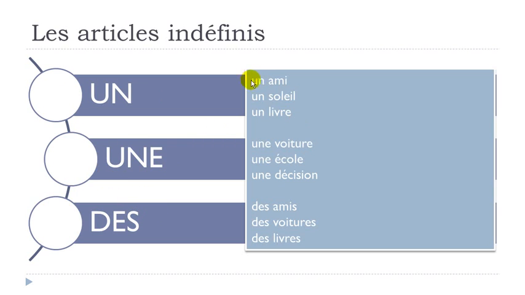All right, let's see a few examples now. Okay, here ami means friend. Okay, un ami, and then we tend to make this little link between the two. Un ami. Okay, soleil, sun. Un soleil. Livre, book. Un livre. Voiture, car, feminine.